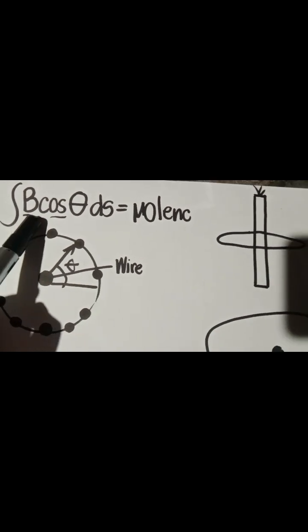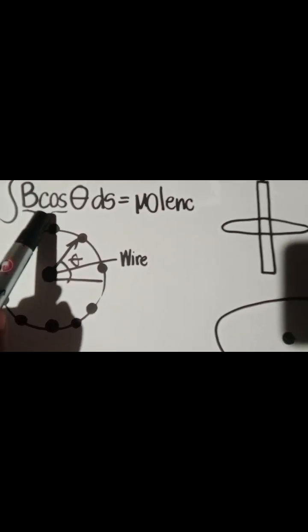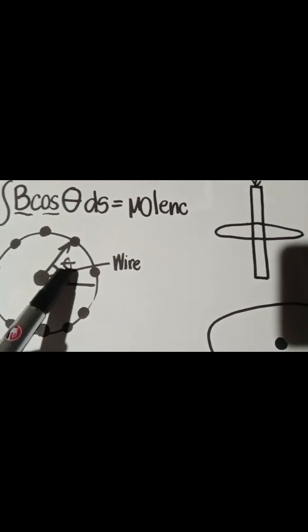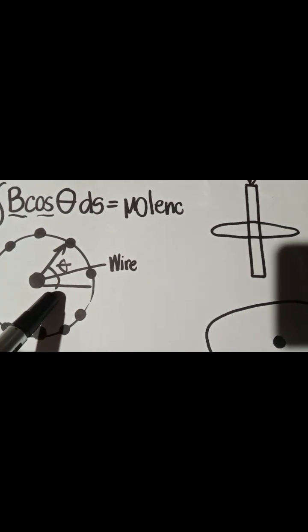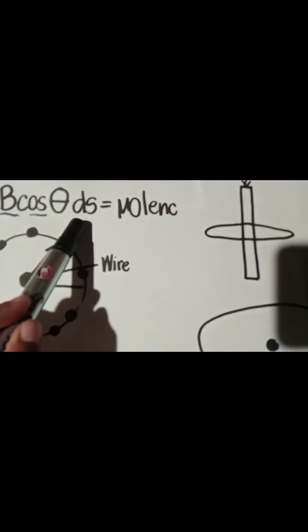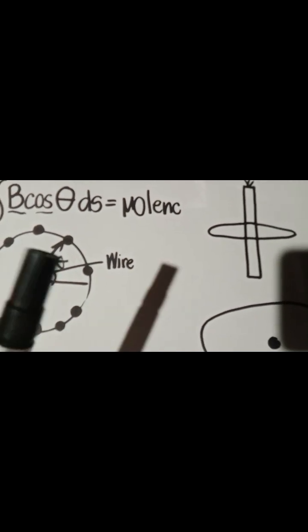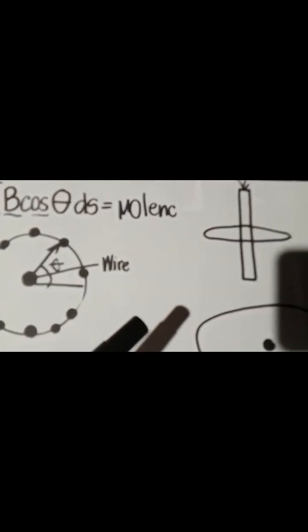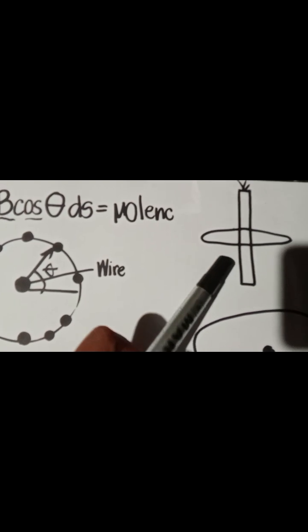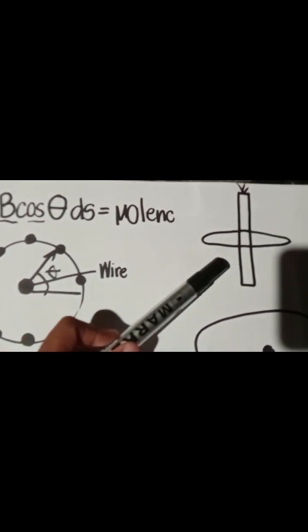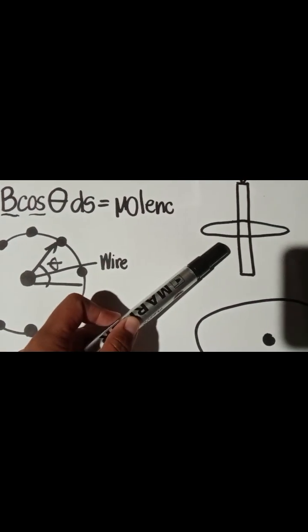So the B here represents the magnetic field. The cosine theta represents the angle between the current, or the magnetic field, with respect to distance, equals the magnetic field constant times the enclosed current. Let's go back to our diagram. It shows a wire with a magnetic field surrounding it.